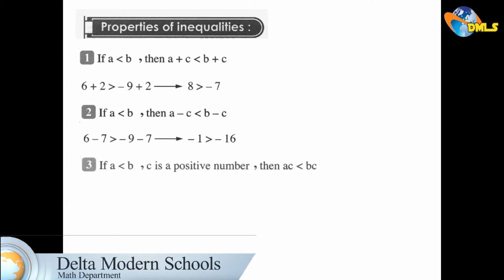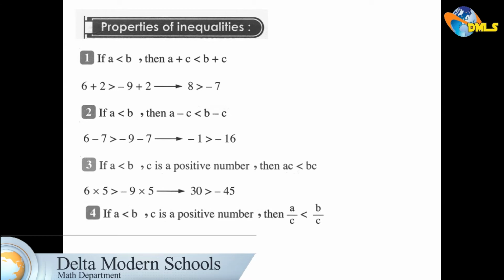Property number 3, if A is less than B and C is a positive number, then AC is also less than BC. For example, 6 times 5 is more than negative 9 times 5. So 30 is also more than negative 45. Number 4, if A less than B and C is a positive number, then A over C is also less than B over C. For example, 6 over 3 more than negative 9 over 3. So 2 is more than negative 3.